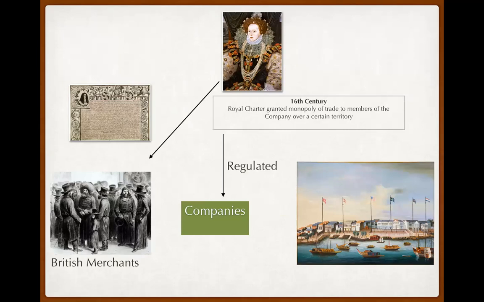So let's just presume that there is a company A which is dealing in cotton. They've been given the monopoly of trade in Asia. So there can't be any other company which can trade cotton in Asia. So again, the charter facilitated the monopoly of trade to these British merchants, and they can take entire control of the trade of cotton or any product they're dealing with in a certain territory.